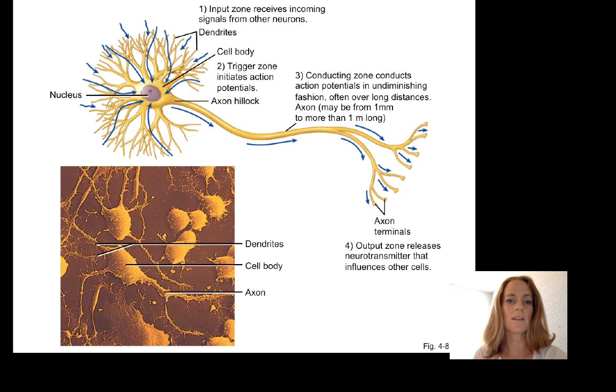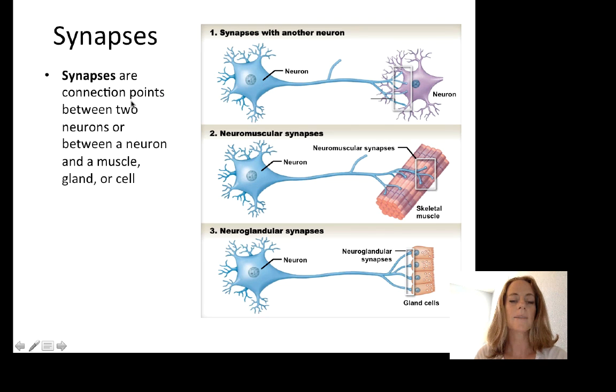So as a reminder, here's the anatomy of the neuron. So the action potentials are going to travel down the axon to the axon terminal. And the axon terminals will contact the next cell at the synapse. So a synapse is a connection point between two neurons, or between a neuron and a muscle, or between a neuron and a gland. So the most common will be synapses with other neurons. Those we just call general synapses.